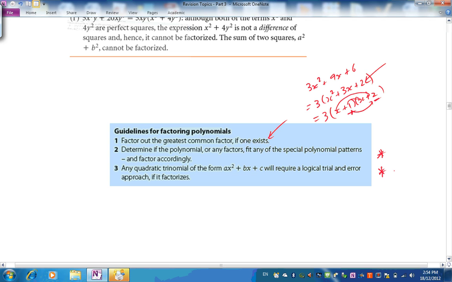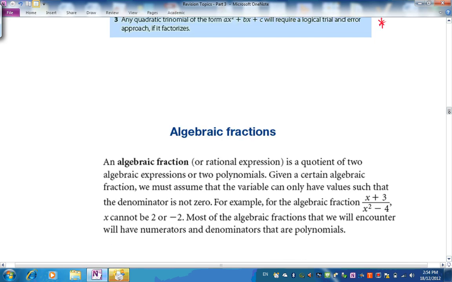They suggest, and I fully support this, they suggest you try a logical trial and error approach to see if it factorises. So if 2 and 1 didn't work here, well, you can't try anything else. But if this was a 4, a 5 or a 6, you might have to try different combos of factors here and here by trial and error. There's not much point in trying to learn a rule to do this. So we just try different factors in these spots here, and indeed in the x term as well. So we'll see a bit of that later on.